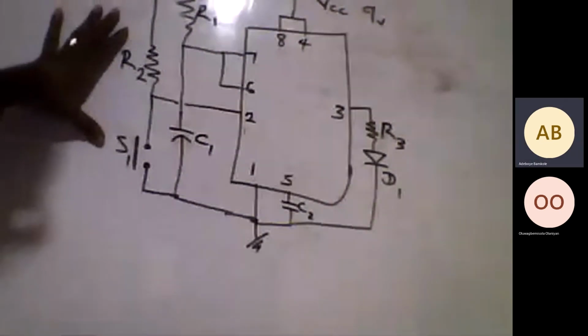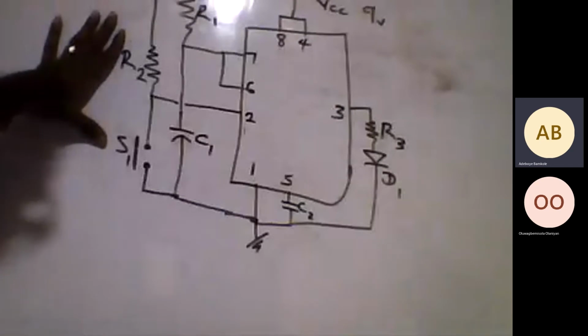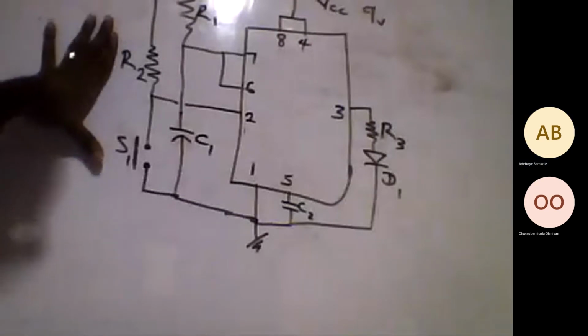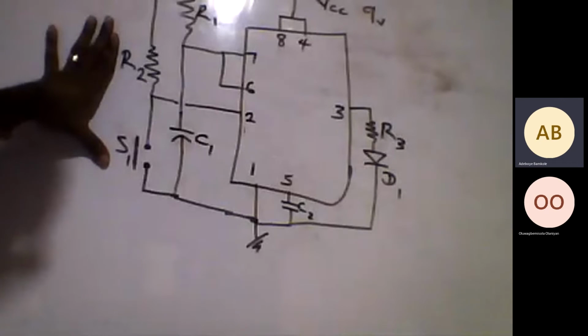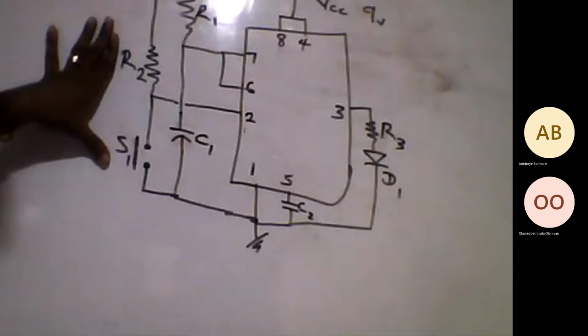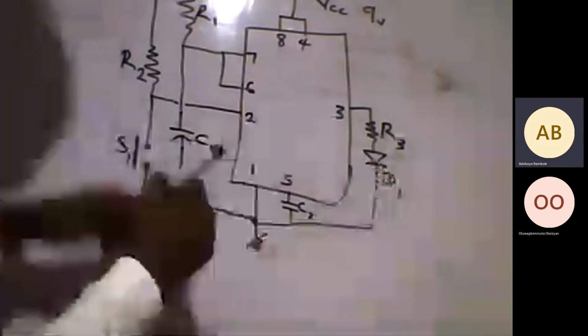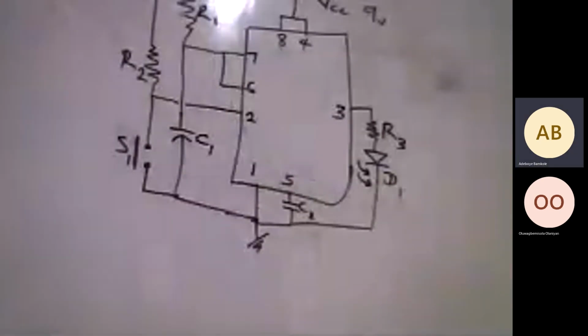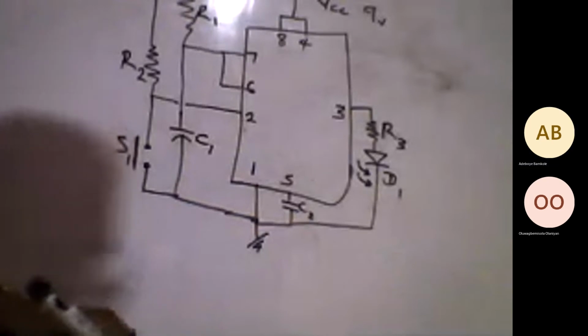The D1 down there, is it an LED or a normal diode? You can see this part. I can see this part, sir. This one, is it an LED or a normal diode? LED.